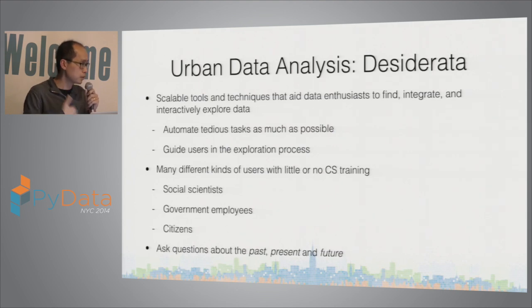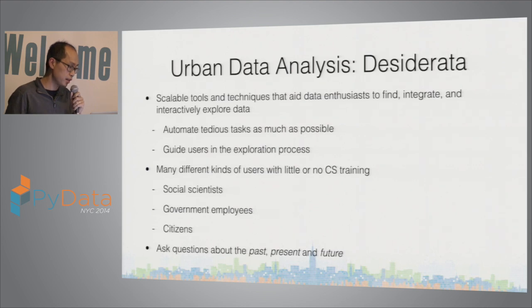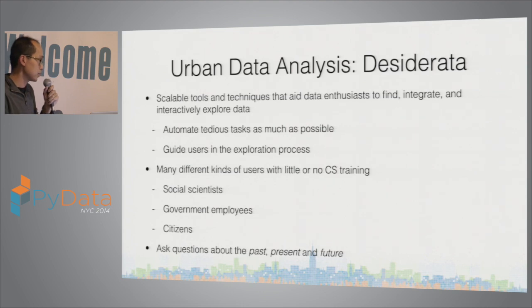So they don't really need us in the loop anymore. We build a tool, ship it to them, and we don't require them to have a CS training background. So they can be social scientists, government employees, or citizens. And this tool should be able to look at historical data, current data, and help them build some knowledge about the future or try to really improve the city.